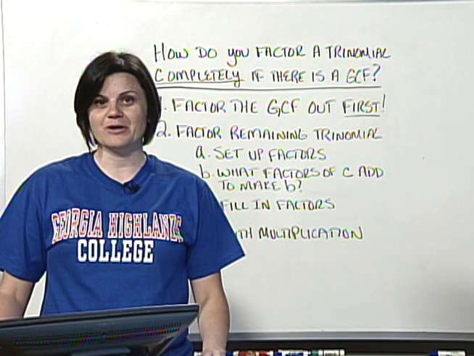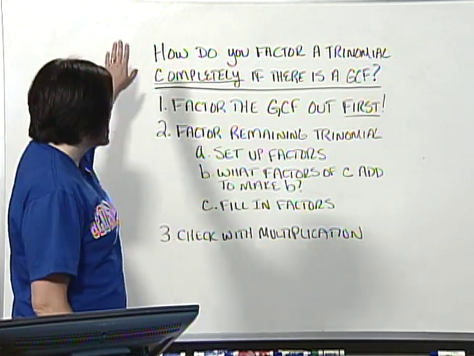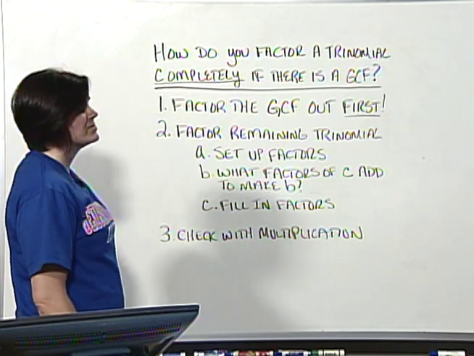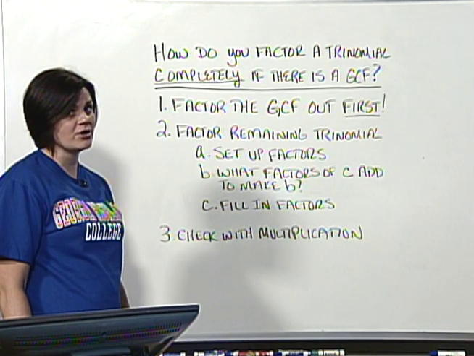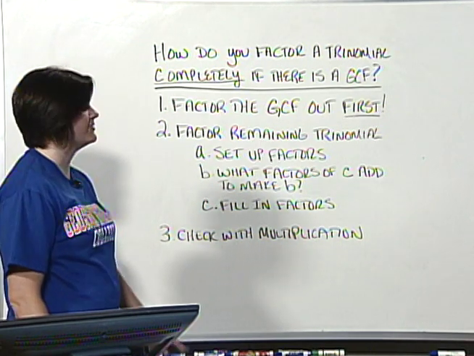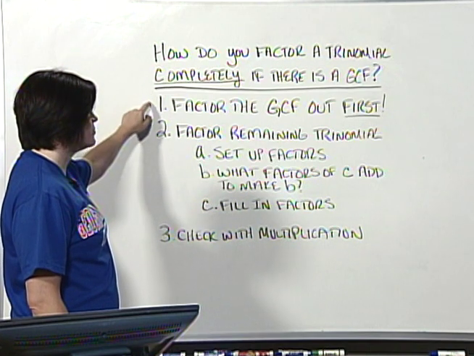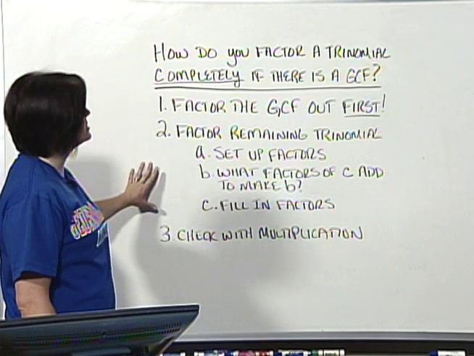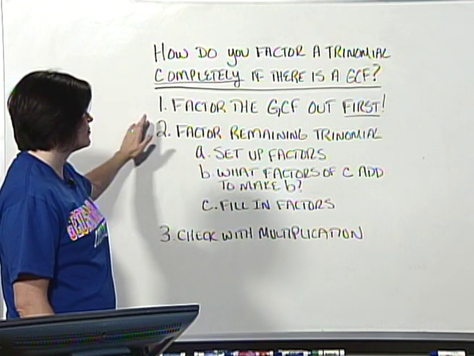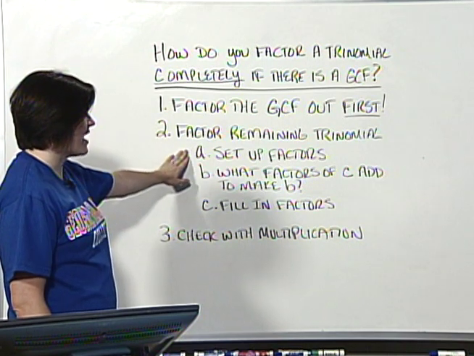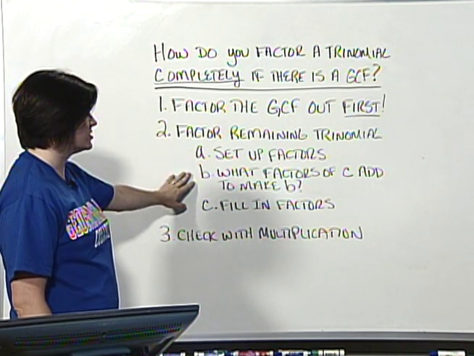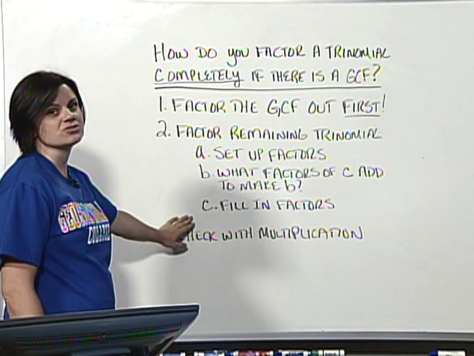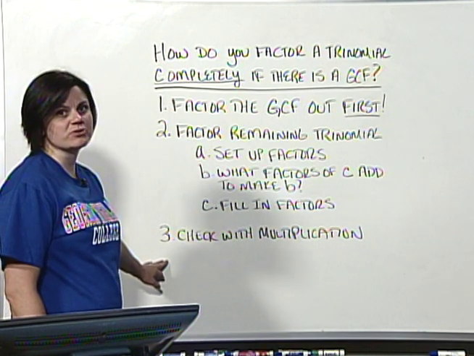In this video segment, we will be answering the question, how do you factor a trinomial completely if there is a GCF? If there's a GCF in your trinomial, then it's not considered completely factored. So the very first step is to factor the GCF out first. Then you move into your next method of factoring the remaining trinomial. You set up factors, ask yourself what factors of C add to make B, fill in those factors, and finally check with multiplication.